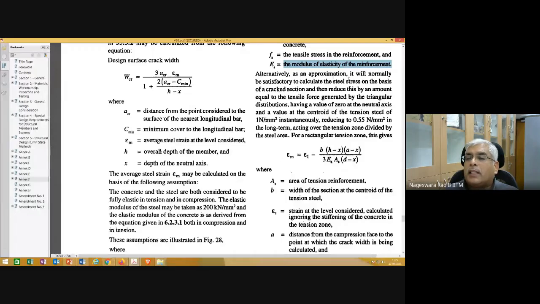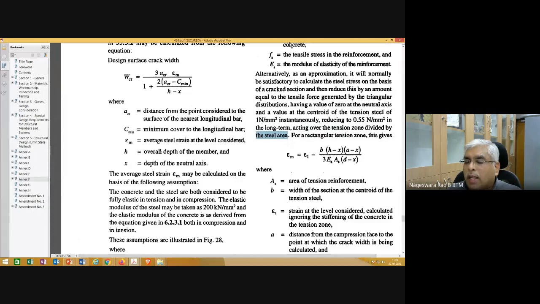Alternatively, as an approximation, it will normally be satisfactory to calculate the steel stress on the basis of the cracked section, and then reduce this by an amount equal to the tensile force generated by a triangular distribution having a value of 0 at the neutral axis and a value at the centroid of the tension steel of 1 Newton per mm square, instantaneously reducing to 0.55 Newton per mm square in the long term, acting over the tension zone divided by the steel area.